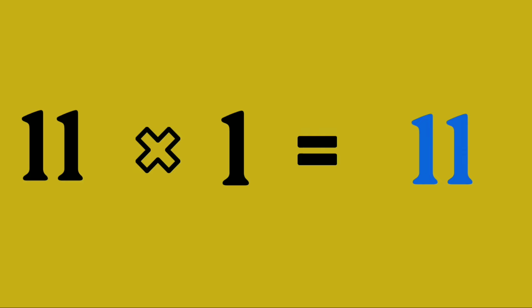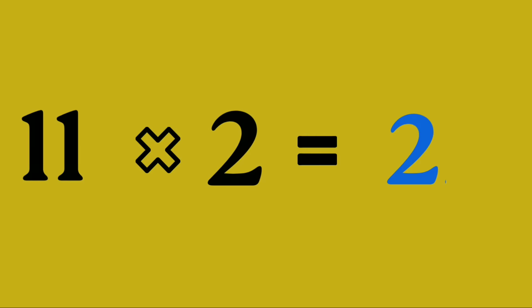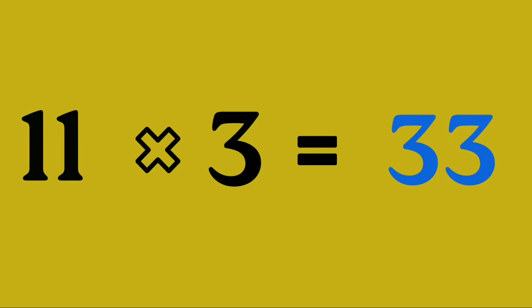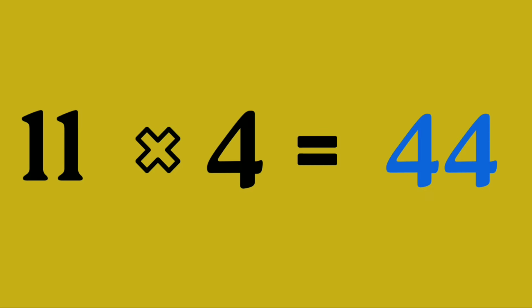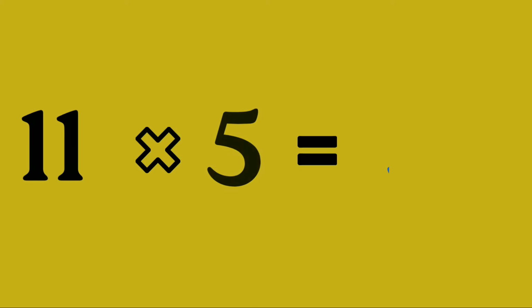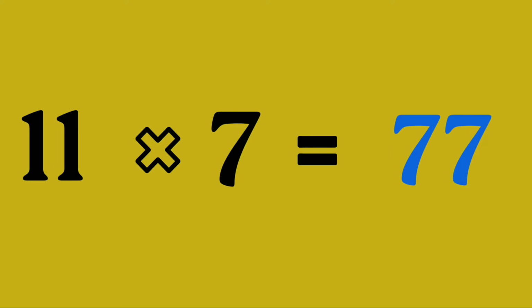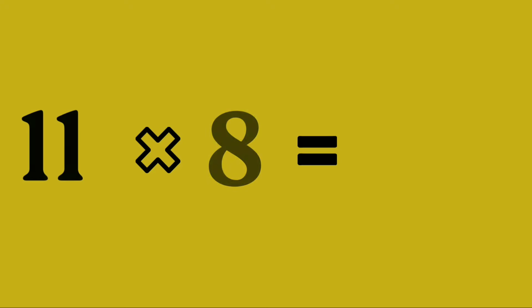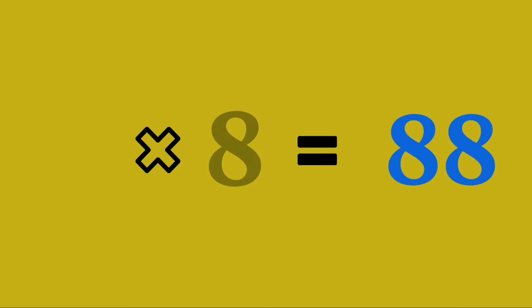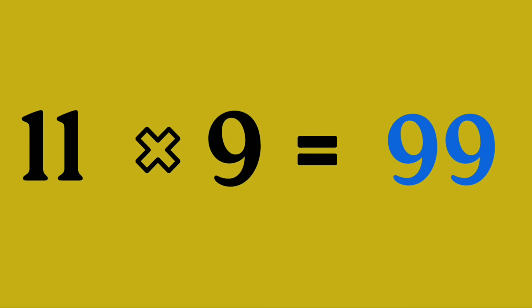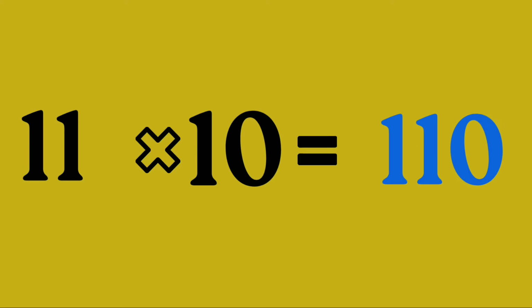Learn again. 11 ones are 11. 11 twos are 22. 11 threes are 33. 11 fours are 44. 11 fives are 55. 11 sixes are 66. 11 sevens are 77. 11 eights are 88. 11 nines are 99. 11 tens are 110. Done!